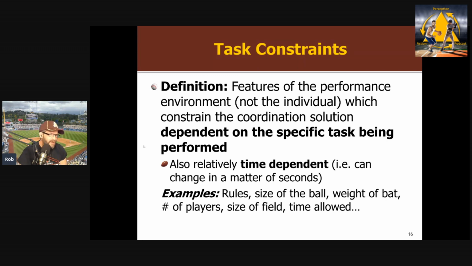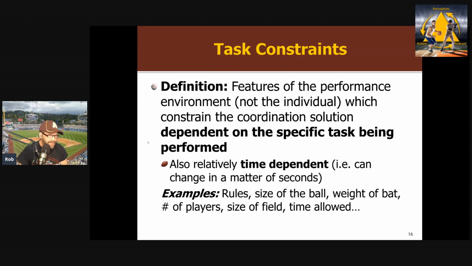Examples of these are the number and spacing of players, which can change very quickly in a game. There are also ones that don't tend to change, like rules, the size of the ball we use, the time we give you to perform something. These are all task constraints.